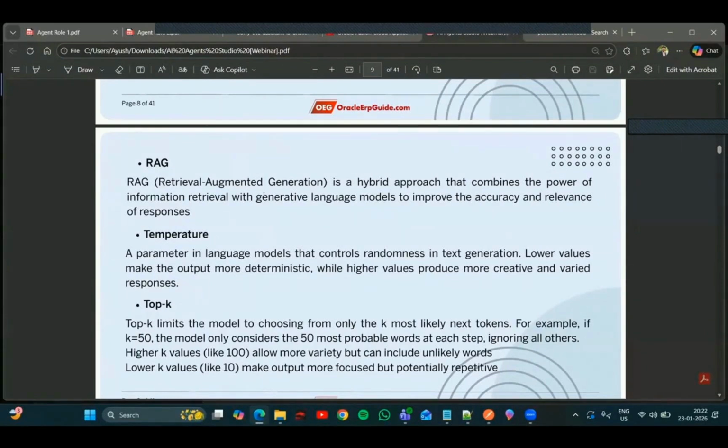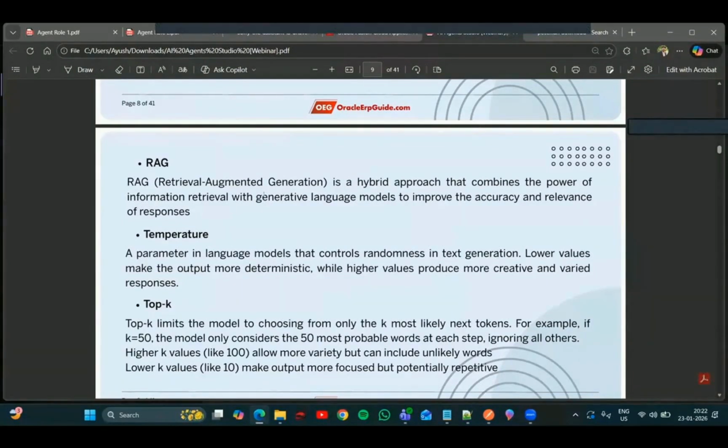Temperature is a parameter in a language model that controls randomness in text generation. Lower values make the output more deterministic, while higher values produce more creative and varied responses. Example, you want to write an essay. An essay should be more creative and more varied, so you put the temperature as a higher value. And when you don't want the data to change, you want it as a constant, in that case you put the temperature as a lower value, preferably 0 or 0.1.